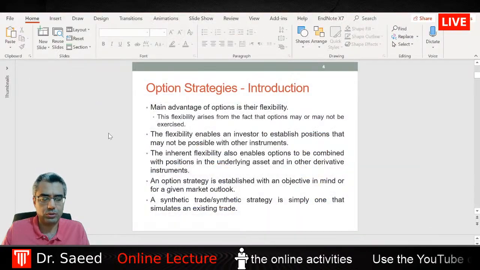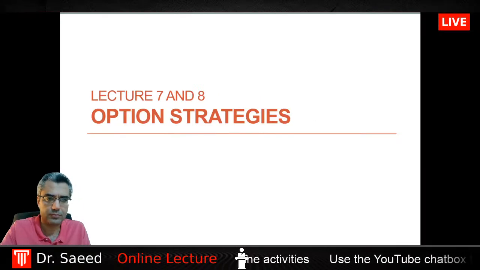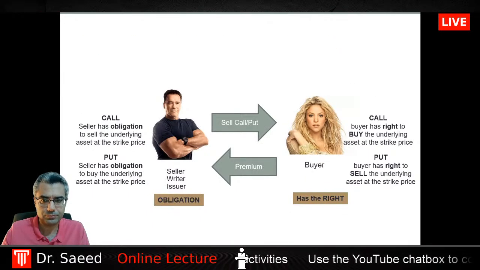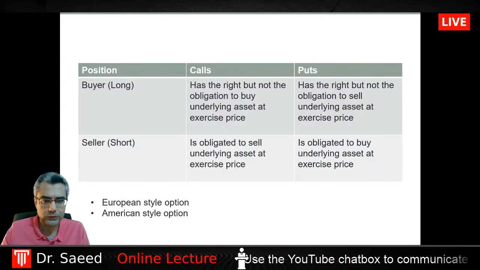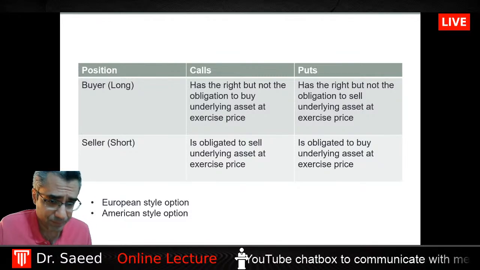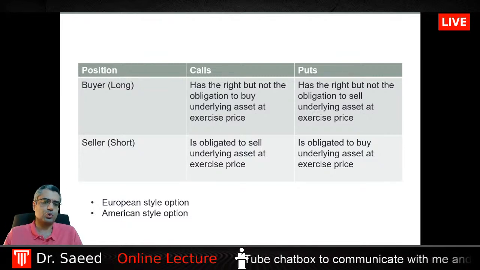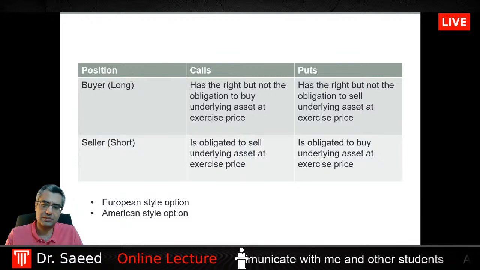Okay, let's go back to our slides. So this is a summary of what I just discussed and explained. There are two types of options, European and American. Americans are more flexible. This means that you can exercise them at any time until the maturity of the contract. But for Europeans, you have to wait until the maturity.